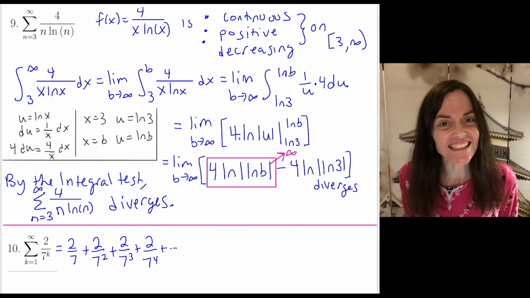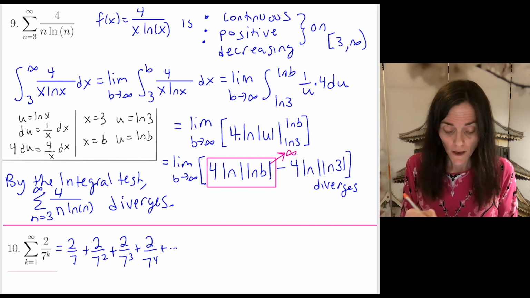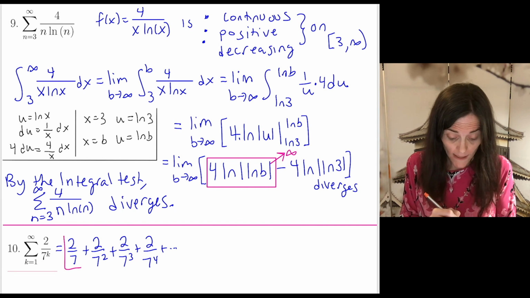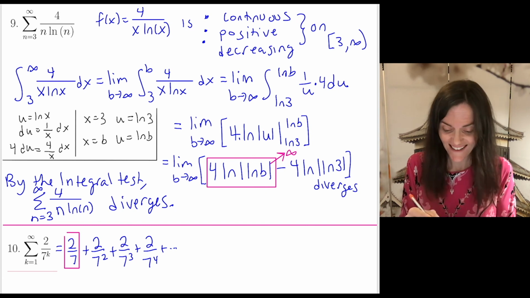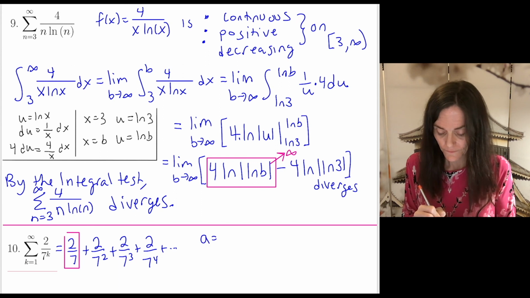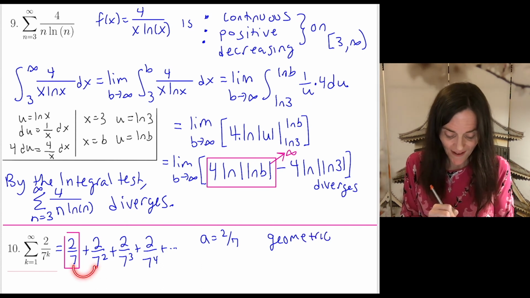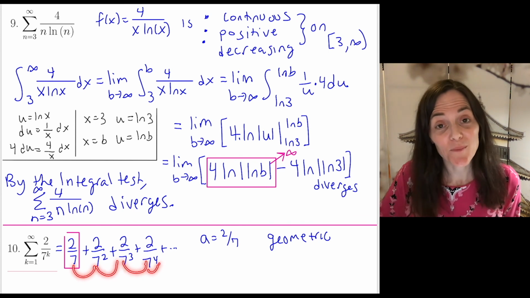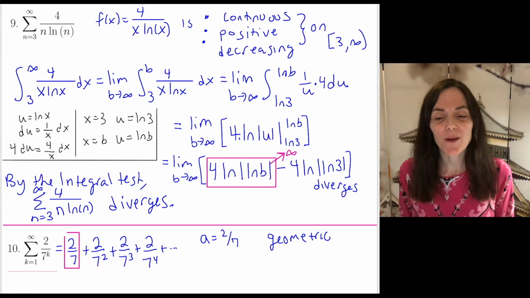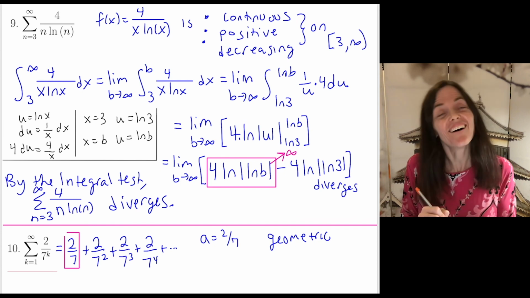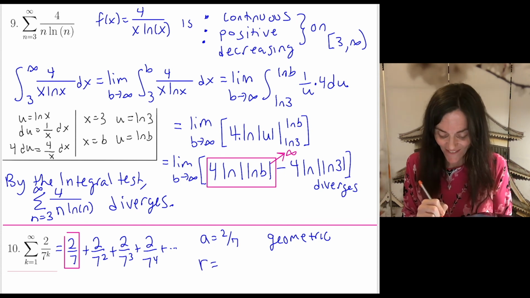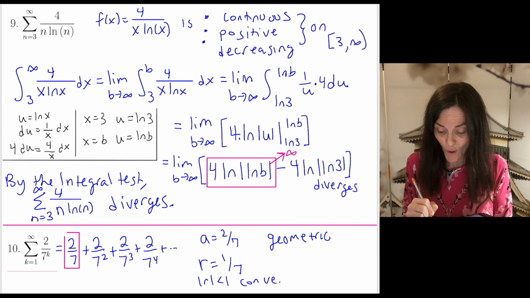And now you can clearly see when we write out the terms, the A is always the initial term. Okay, this is A. And we realize it's geometric by realizing that as we move from one term to the next, we are multiplying by the exact same number. And we are multiplying by our R. So R here is 1 over 7. Absolute value of R less than 1 converges. And there's more we can say.